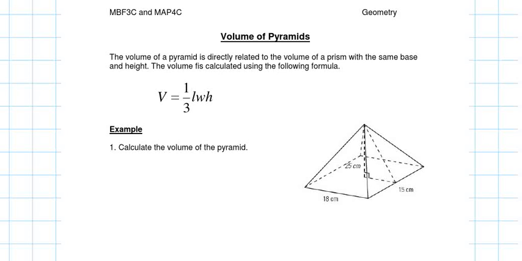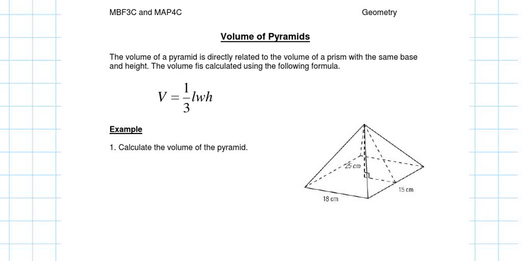What was it? Volume of a rectangular prism. Length times width times height, right? Now the volume of the pyramid is actually length times width times height divided by 3. So it's 1/3 of the volume of a prism. Okay? So if you have a prism with the same length and width of this pyramid, it's going to be 1/3 of that.